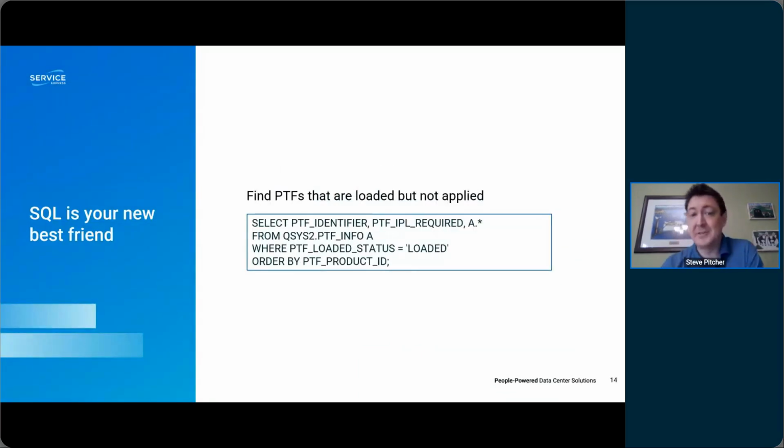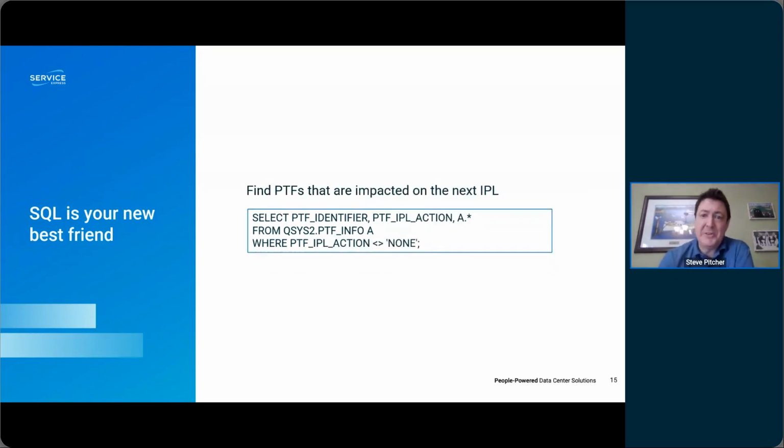If I want to find things like PTFs that are loaded and not applied, that could be quite handy. If I want to see PTFs that are impacted on the next IPL, very similar. It's good to see, because if I'm expecting just to do an IPL this Saturday night on a customer system, okay, that's great. However, if I identify 60,000 PTFs that are going to come down and be applied on the IPL, chances are that IPL might take a little bit longer than I'm anticipating. So it's one of these things that you might want to be aware of.